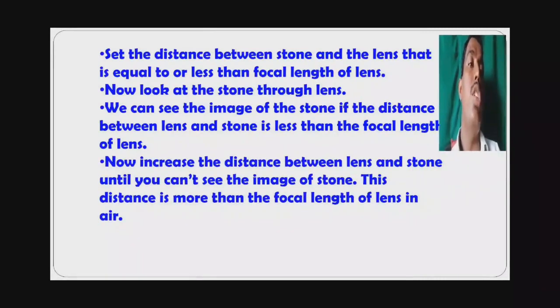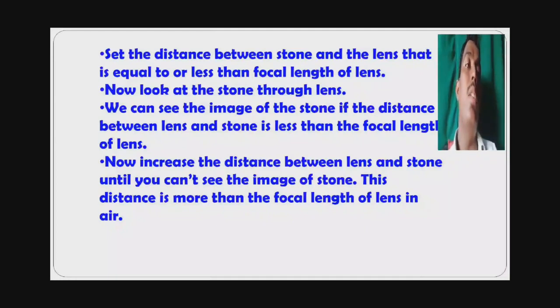Now increase the distance between the lens and the stone until you can't see the image of the stone. When we move the lens away from the stone, we can't see the image. This distance is more than the focal length of the lens. Actually, when the distance between the stone and the lens is more than the focal length of the lens, we can't see the image.